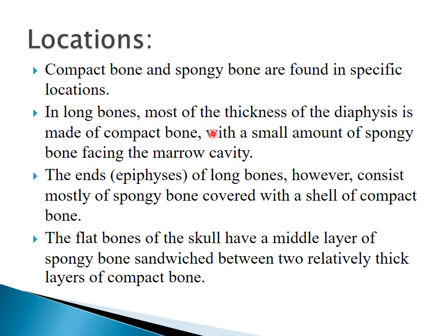In long bones, most of the thickness of the diaphysis is made up of compact bone with a small amount of spongy bone facing the marrow cavity. And the ends, that is the epiphysis of the long bones, consist mostly of spongy bone covered with a shell of compact bone. The flat bones of the skull have a middle layer of spongy bone which is sandwiched between two relatively thick layers of compact bone.